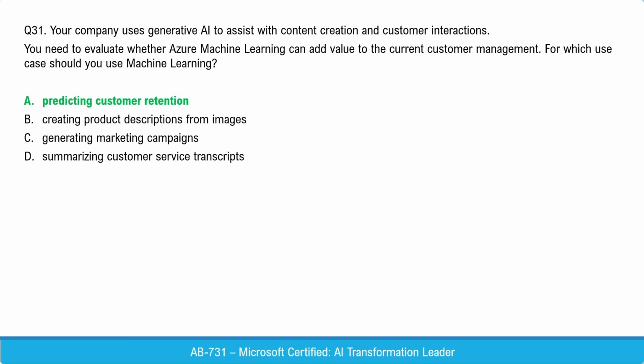Now let's look at other options. Option B, creating product description from images is a Gen AI task that involves vision and text generation. Option C, generating marketing campaigns is also about content creation, which is handled by generative AI. Option D, summarizing customer service transcripts also falls under generative AI, specifically text summarization. So when you compare all options, only option A represents a predictive machine learning scenario, while all others are talking about generative AI. Therefore, the correct answer is option A, predicting customer retention.